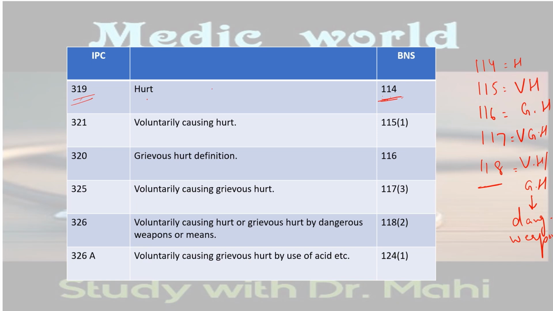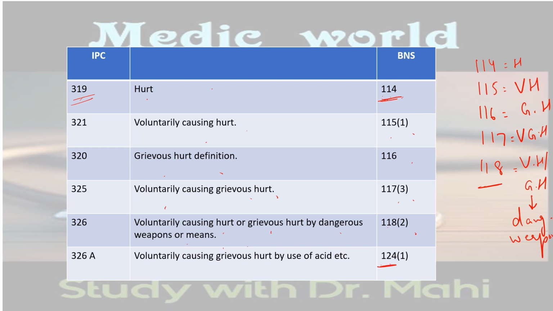114 is hurt. 115 is voluntarily causing hurt. 116 grievous hurt. 117 voluntarily causing grievous hurt. 118 is voluntarily causing hurt or grievous hurt by dangerous weapon or means. And 124.